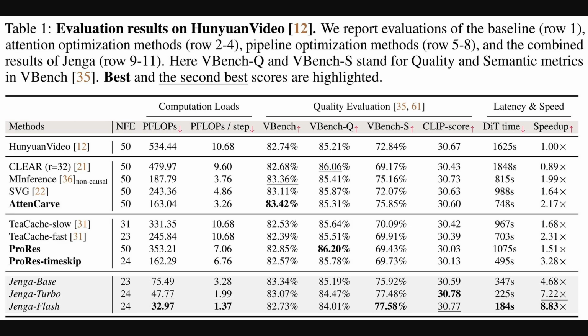And finally, latency and speed. Jenga Flash notably achieves an impressive 8.83 times speedup and much lower pflops, while maintaining competitive quality. This really drives home the efficiency from its attention carving and progressive resolution.